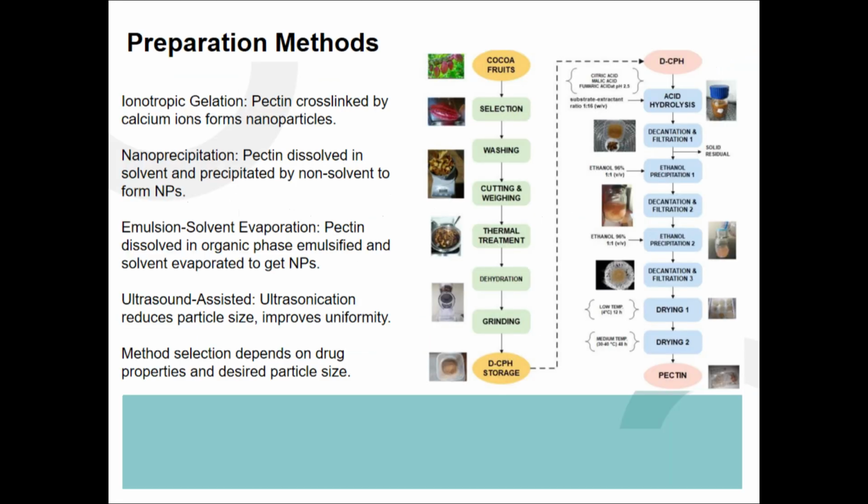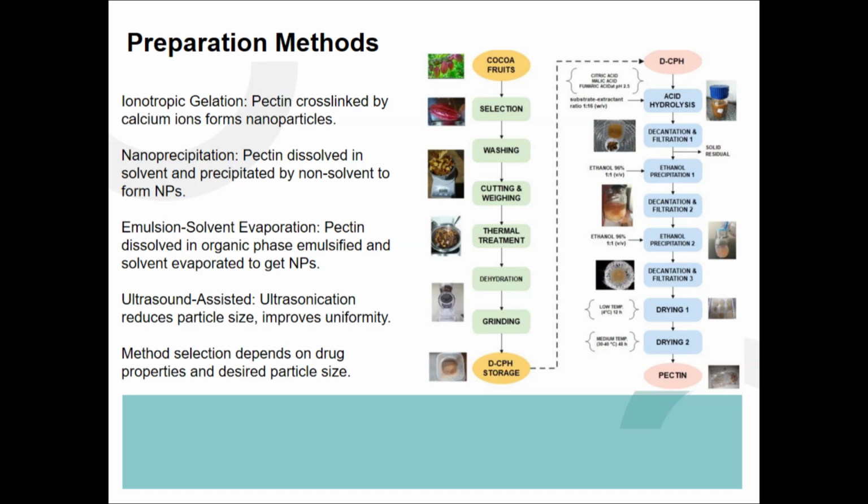When it comes to synthesizing pectin nanoparticles, there are multiple established techniques. One of the most common is ionotropic gelation, where calcium ions are used to ionically cross-link pectin molecules, resulting in stable nano-sized structures. Another approach is nanoprecipitation, where pectin is dissolved in a solvent and rapidly added to a non-solvent to trigger the formation of nanoparticles.